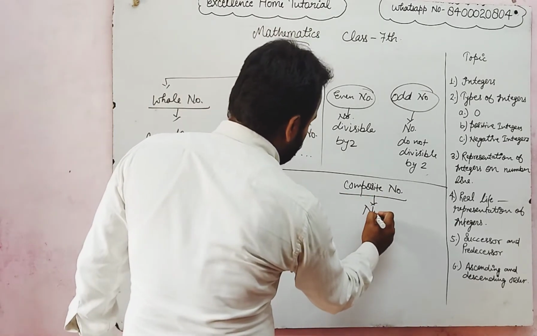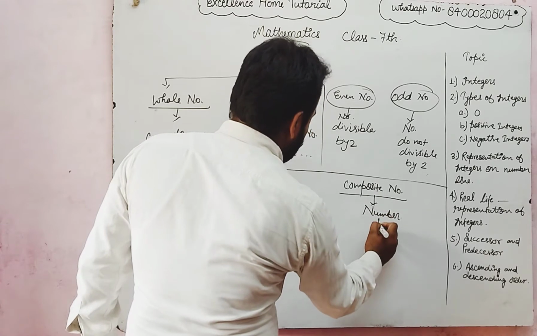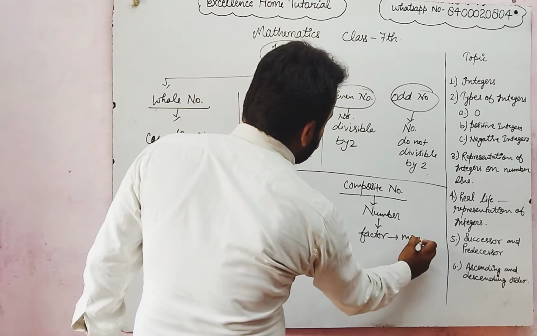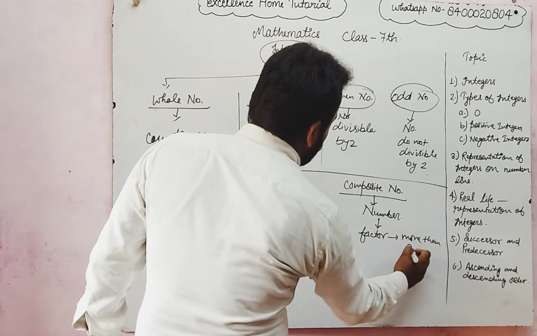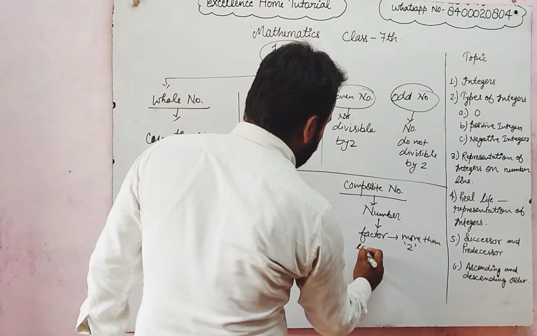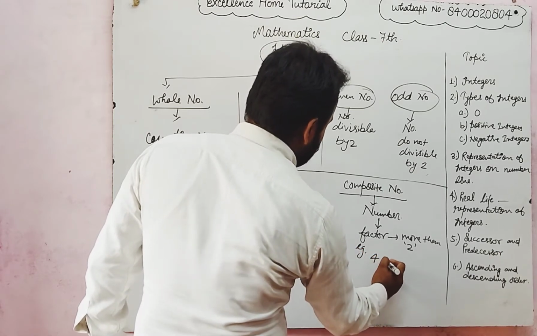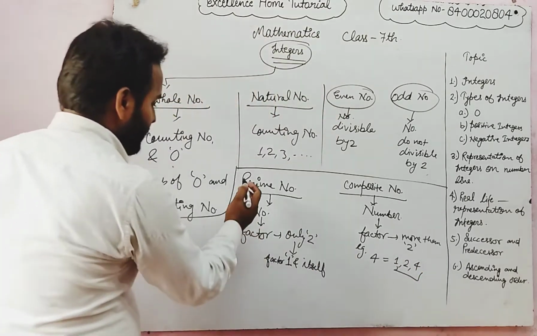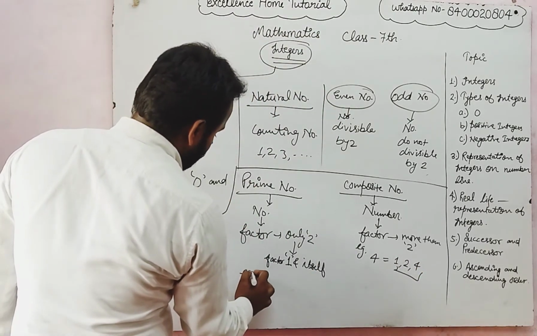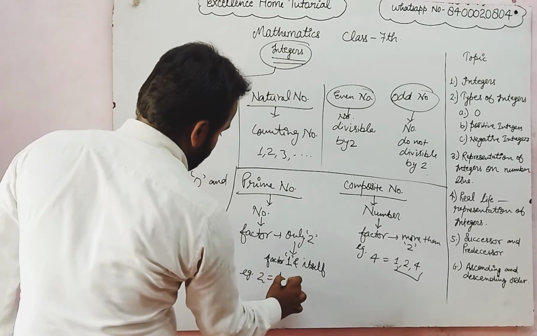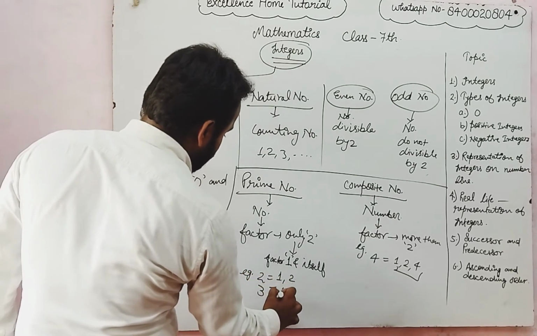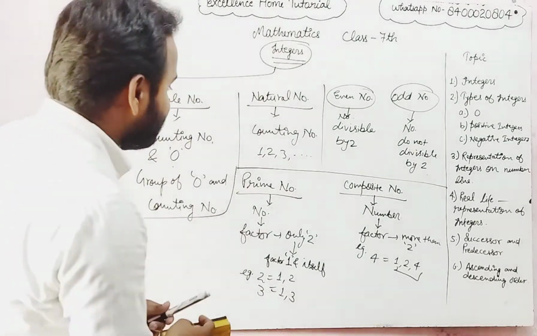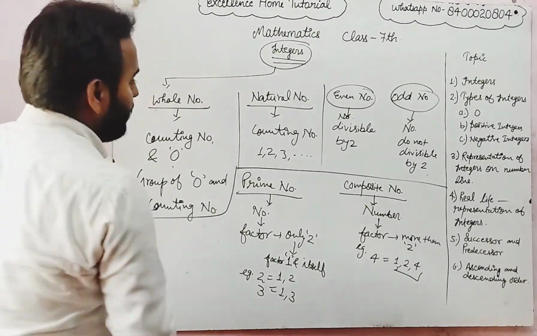A composite number is a number whose factors are more than 2. For example, 4: its factors are 1, 2, 4. There are 3 factors. And a prime number, for example 2: its factors are 1 and 2. Or 3: its factors are 1 and 3. After that, we will discuss that 1 is neither a prime number nor a composite number.